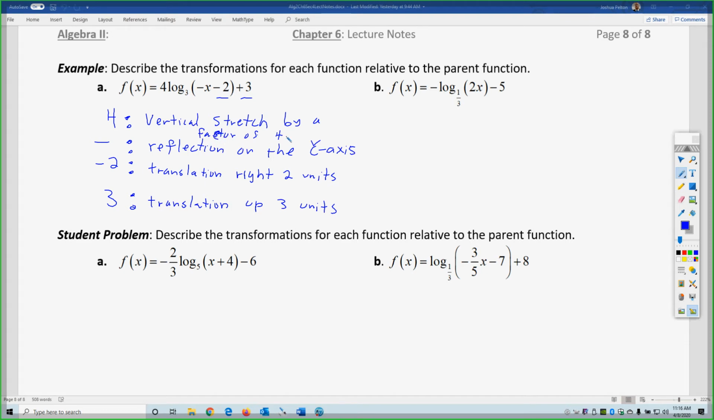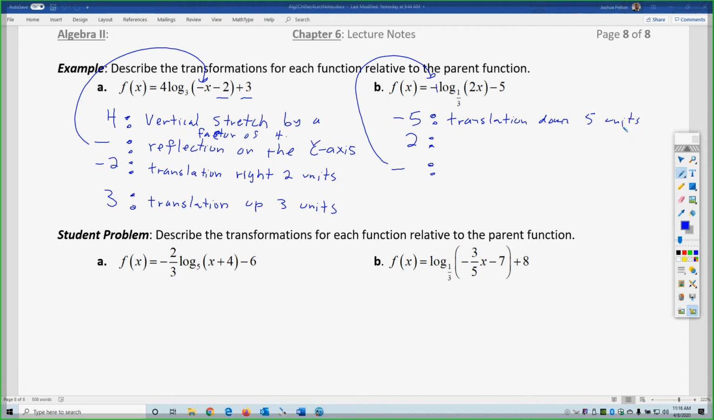Okay. The next problem, we have a -5, a 2, and a negative. That is it. We only have 3 things. And this negative is on the outside versus this negative was on the inside. And it always affects the multiple. In this case, the multiple is only a 1, but that's fine. All right, so the -5 is an adding and subtracting. So there's a translation down 5 units.